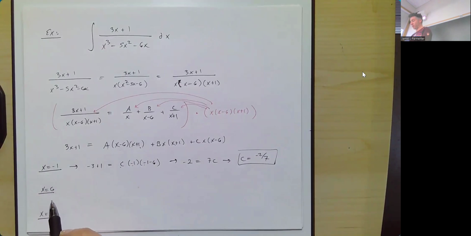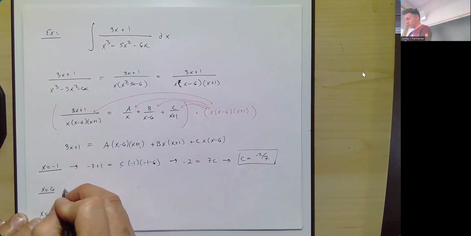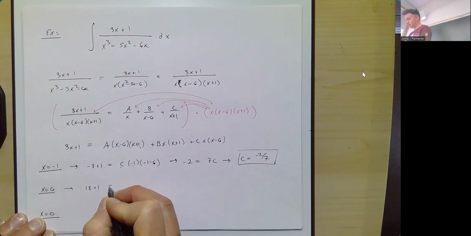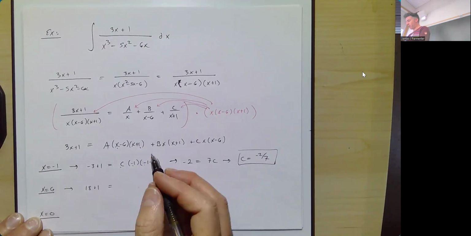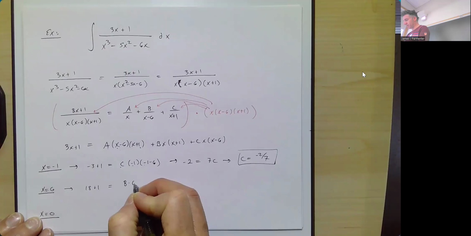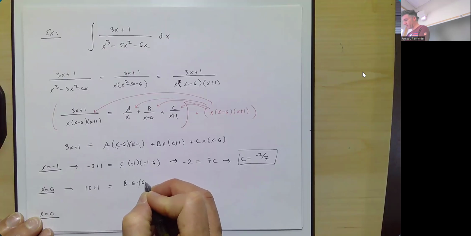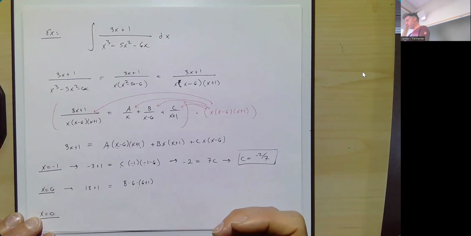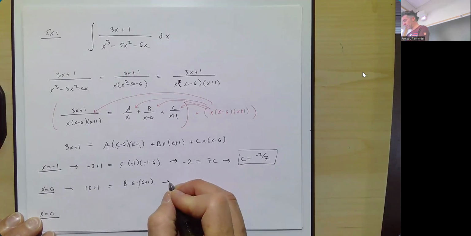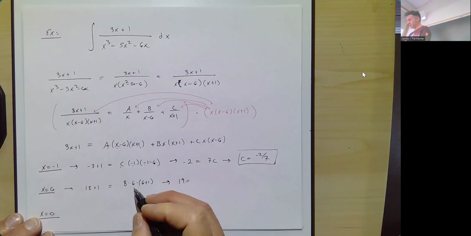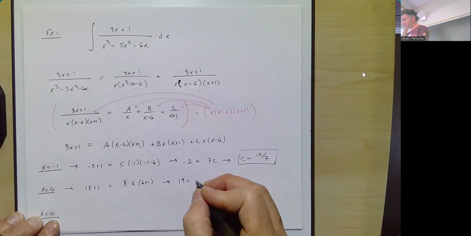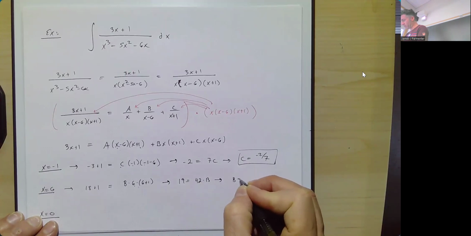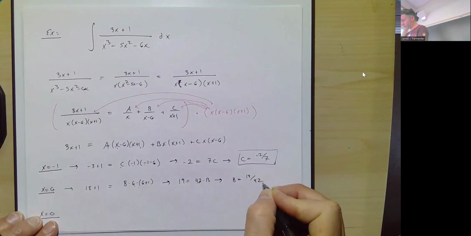Same deal here. If I plug in x equal to 6, I'm going to get 3 times 6 plus 1 on the right. So 18 plus 1 equal to a times 0 plus b times 6 times 6 plus 1 plus c times 6 times 0. And then I'm going to get 19 on the left equal to 6 times 7 is 42. So that's 42 times b, which is going to give me b equal to 19 over 42.